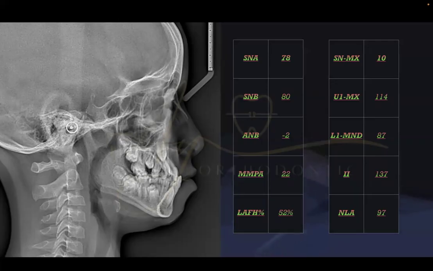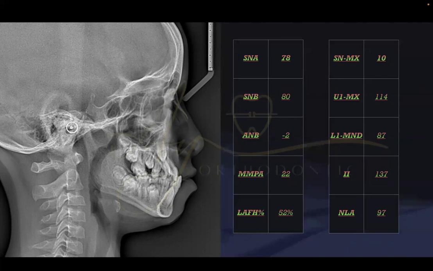And elastics, class 3. What is the magnitude of force and the direction of force? We use 350 grams, I think, right? I'm not sure. From 1 to 2 weeks. 1 to 2 weeks. Okay. And the direction of force? It's 30 degrees, the elastics. Thank you, Layla.